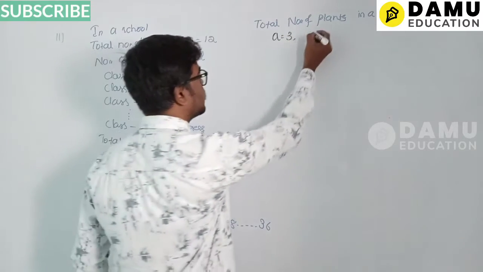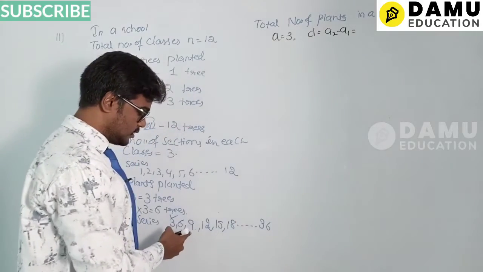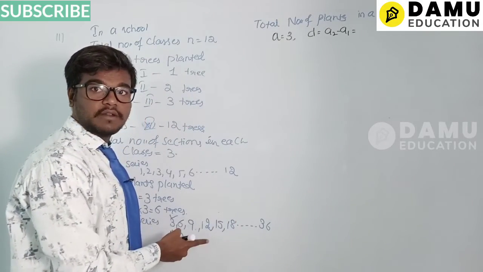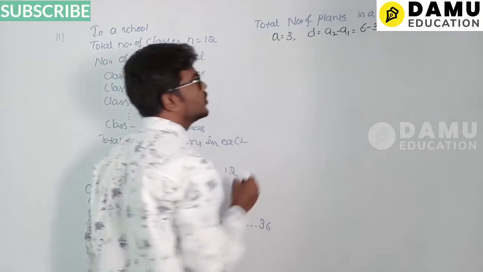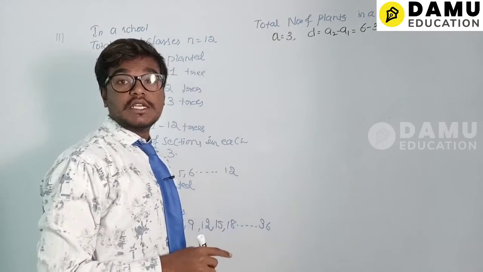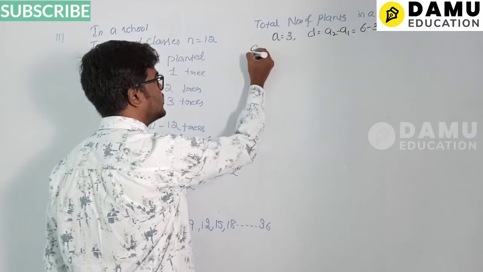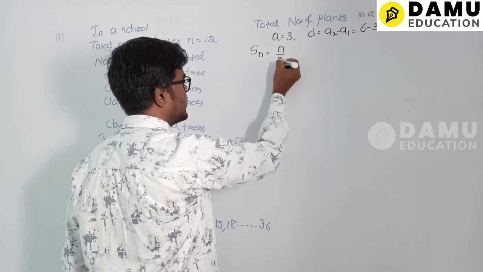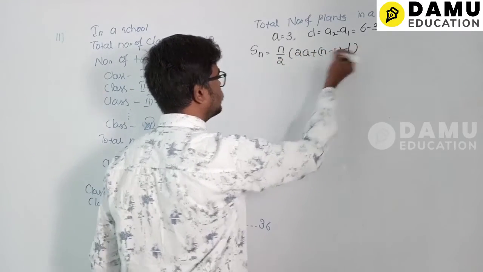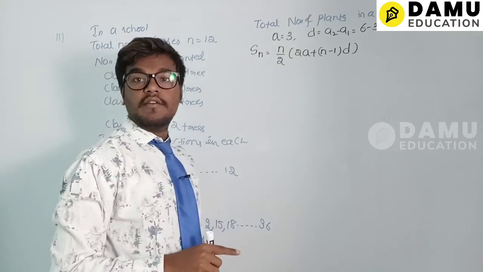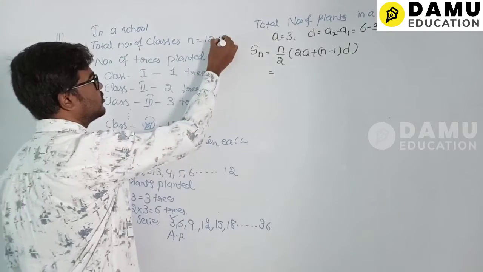So what is the common difference? The common difference is a2 minus a1. You can take it as 6 minus 3, 9 minus 6, whatever it is. Let's find 6 minus 3. We will get 3. So this is the common difference. So what is the sum of n terms? The sum of n terms will be equal to n by 2 into 2a plus n minus 1 into d. This is the formula. Here n will be equal to 12.